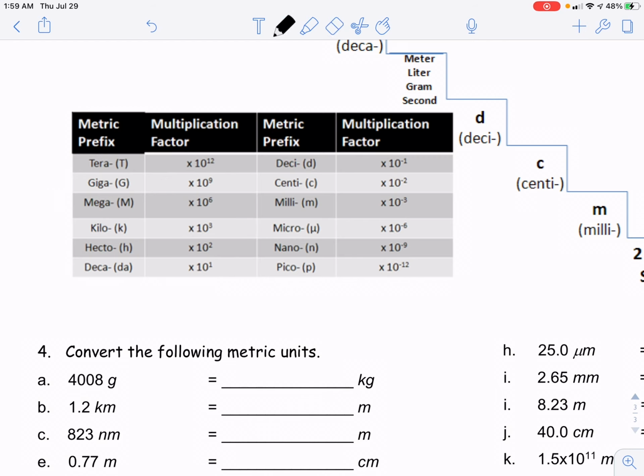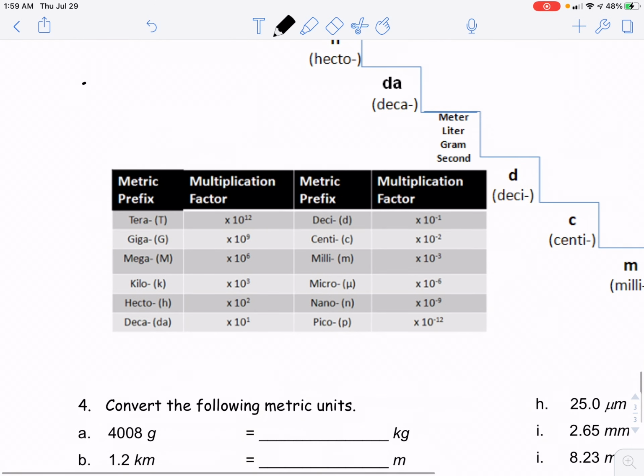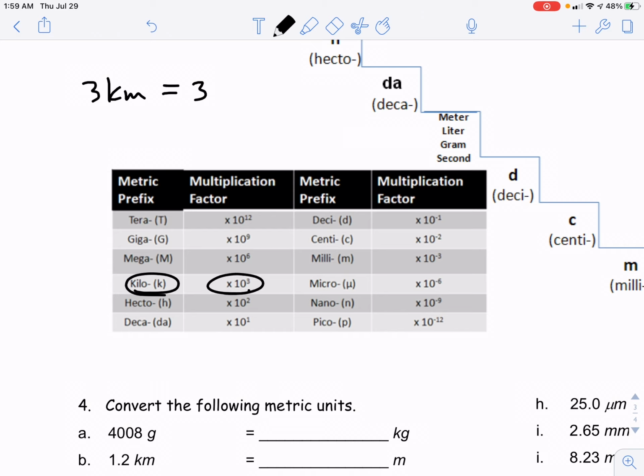Okay, note, for example, if we had 3 kilometers, we could write that as 3, looking up kilo right here, 3 times 10 to the 3 meters. So in other words, I can simply replace the metric prefix of kilo with its numerical multiplication factor of times 10 to the 3. And that's a very easy way to change it as well.